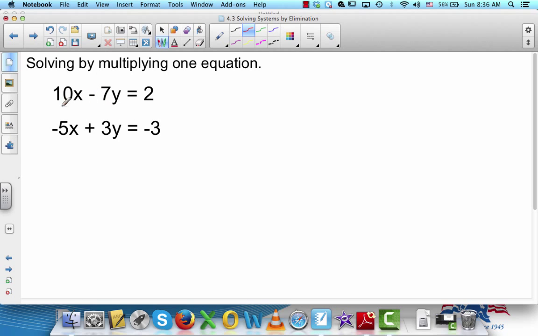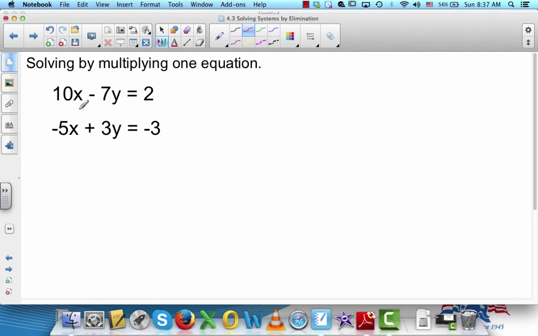Alright, a unique situation here. We've got 10x and negative 5x and negative 7x and positive 3y. Neither one of those can be canceled just by adding or subtracting. So what we're going to have to do is manipulate it a little bit, and as you can see at the top it says solving by multiplying one equation.